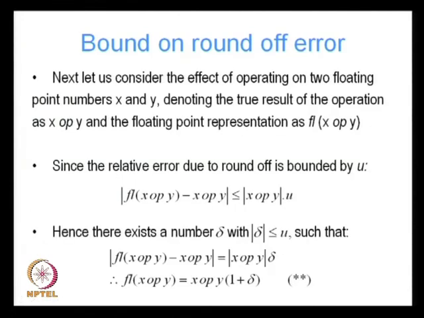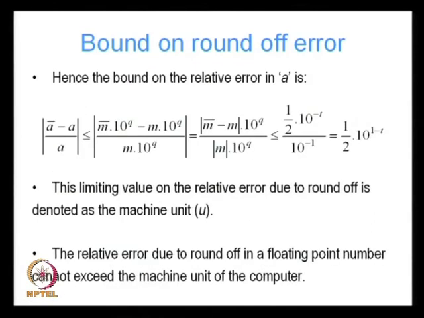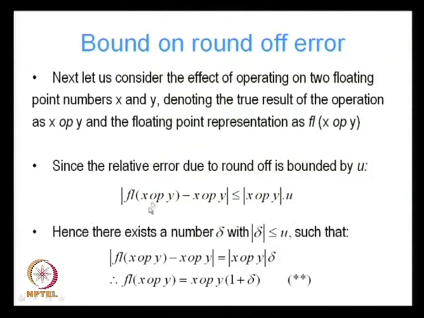Next, let us consider the effect of operating on two floating point numbers x and y, and let us denote the true result of the operation as x op y and the floating point representation as FL(x op y). So, x op y is the true solution, and this is how the computer is going to represent this. Since the relative error due to round off is bounded by u, we can say that |FL(x op y) − x op y| is less than or equal to |x op y| times u, which is exactly what we get if we replace ā here by FL(x op y) and a, which is the true solution, by x op y. This is the bound on the relative error.